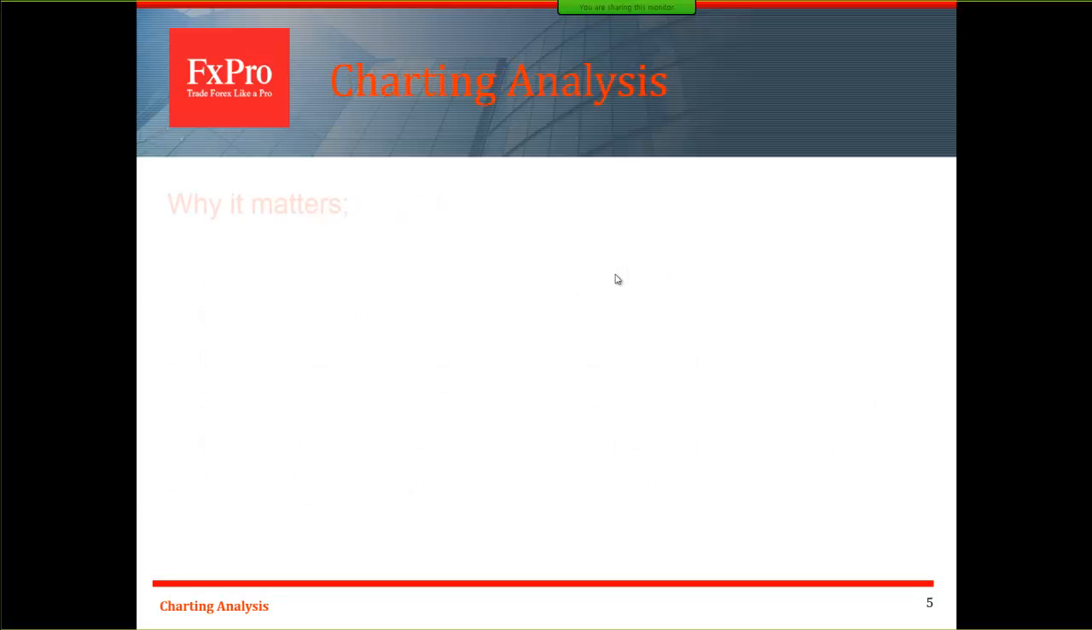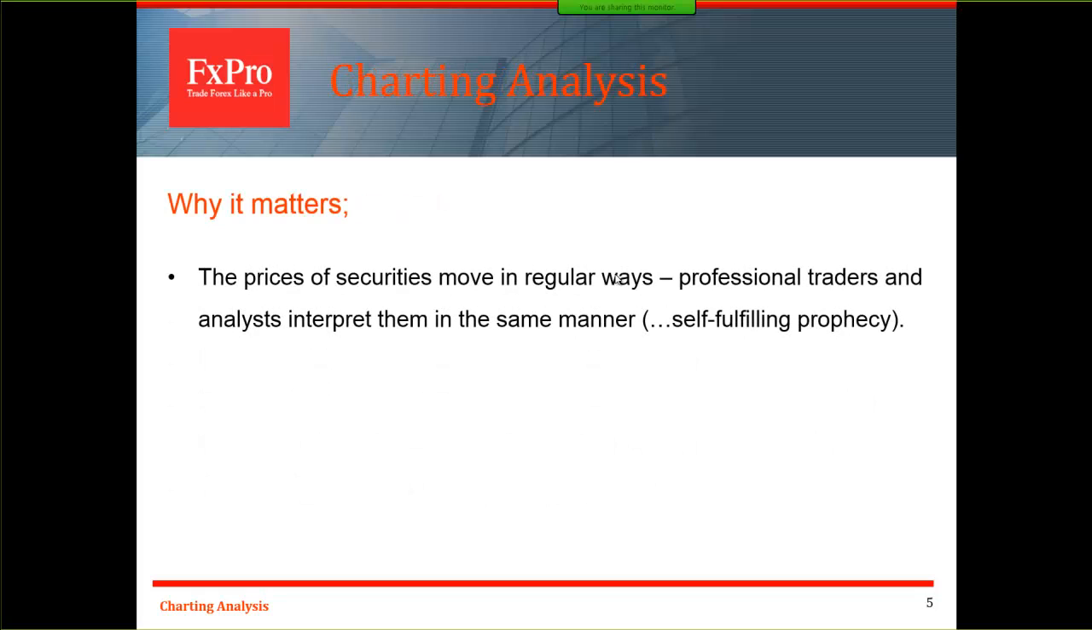Now, why does charting analysis matter? Well, the thing is that so many professional traders and technical analysts who dominate the market expect patterns to materialize, and to some extent these expectations create them in a sort of self-fulfilling prophecy. Now, if you're left out from this knowledge, you may be caught on the wrong end of a trade.